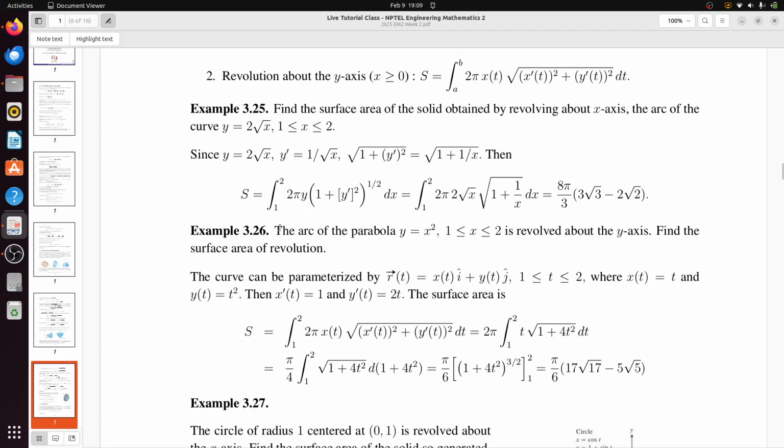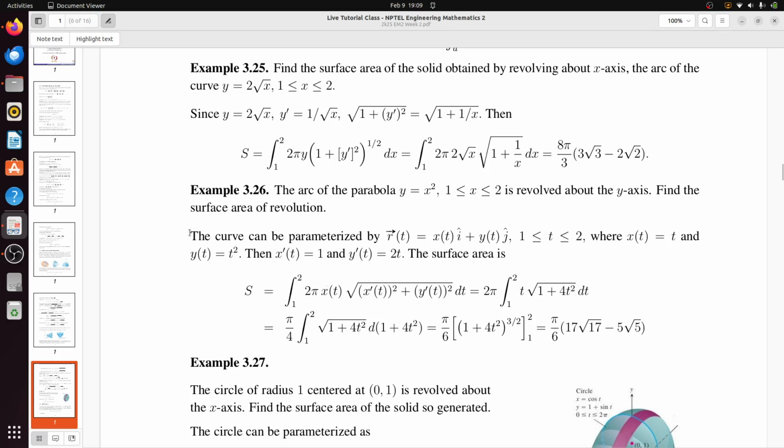Next, you have the arc of the parabola y equal to x square, with 1 less than or equal to x less than or equal to 2, revolved around the y-axis. Find the surface area of the revolution.